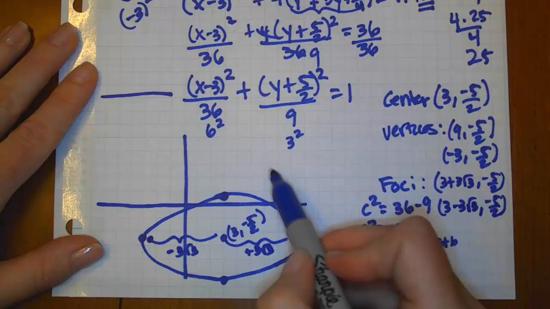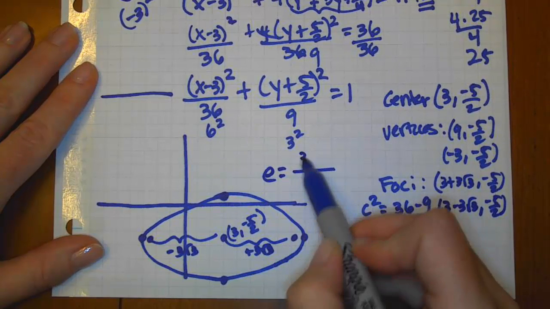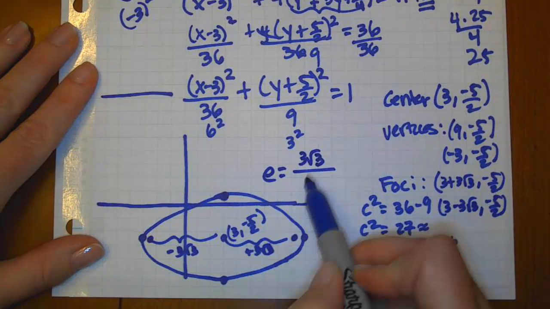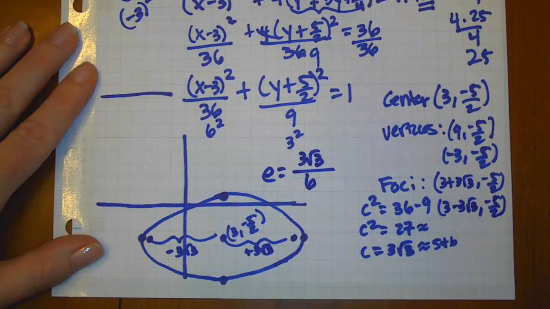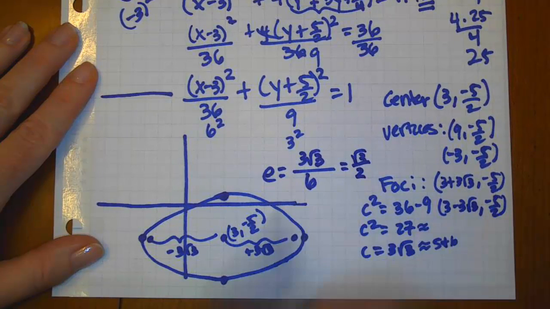Lastly, to get my eccentricity, I want to take the value of the foci, which was a distance of 3 root 3, over the distance of a vertex, which is 6, so the eccentricity is going to be root 3 over 2 when I reduce.